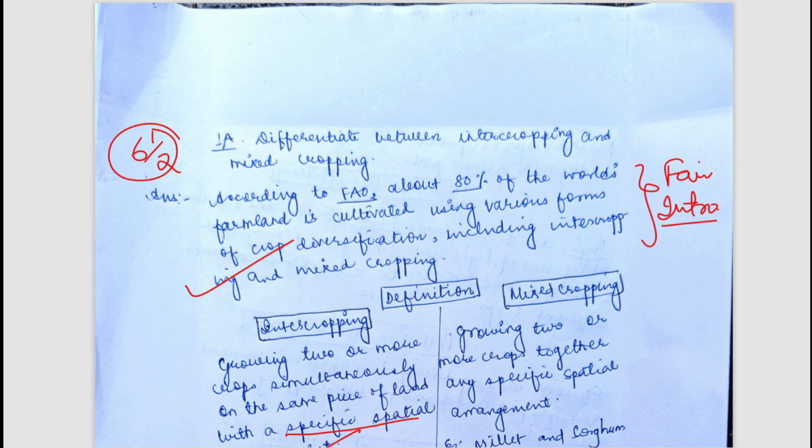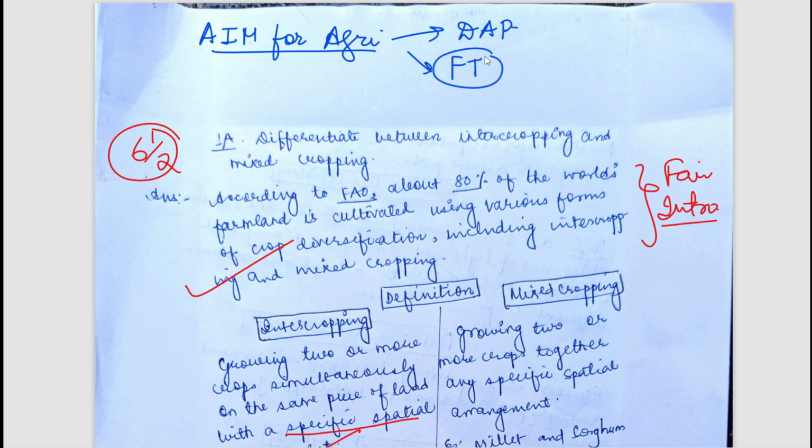So as you all know, we are having the AIM for Agriculture program, where we are having daily agriculture answer writing practice plus weekly full tests. So today we are going to discuss the answer sheet of full test 2. So let's see what were the questions asked and how the student has written the answer.